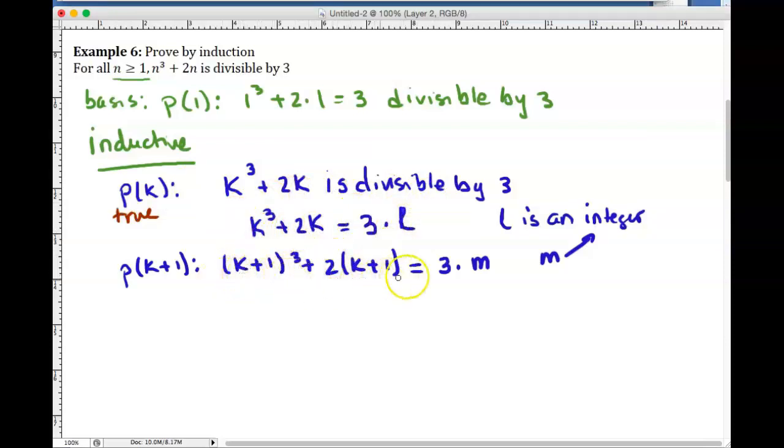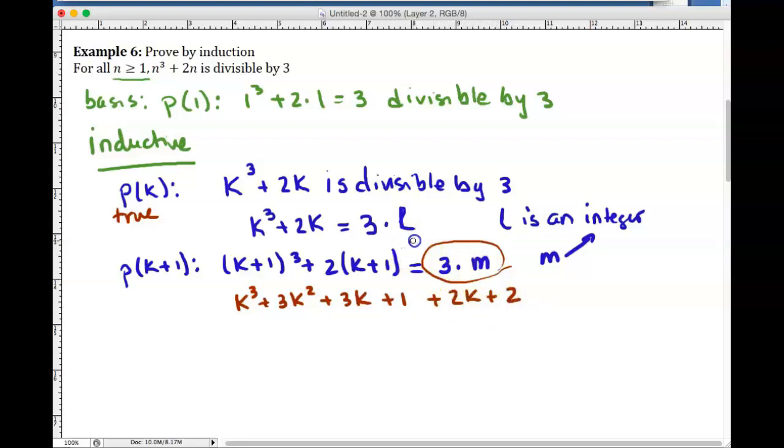Let's expand this out first. We get k cubed and 3k squared and 3k plus 1 and then 2k plus 2. I'm not going to write this side right here because that's a question mark there. We don't know that it's equal. We're trying to show that it's equal. Let's collect some like terms. So this is k cubed and 3k squared, and then this is 5k.